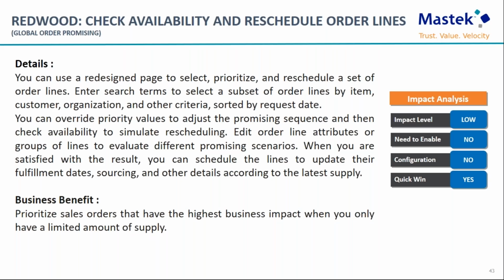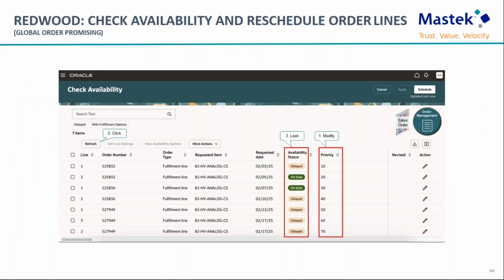When we talk about the impact analysis, the impact level is low. We need to enable no, configuration required no, and it's a quick win, yes. As you can see here in the snapshot, we can modify the values in the priority attribute to specify how we want to prioritize supply across order lines.